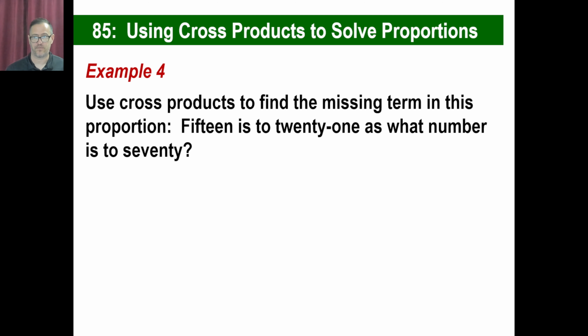Use cross products to find the missing term in this proportion. 15 is to 21 as what number is to 70. You go ahead and right now, first pause it and then write your fraction equals fraction and then unpause it. Okay, 15 is to 21 as what number, I'll just put x, is to 70.